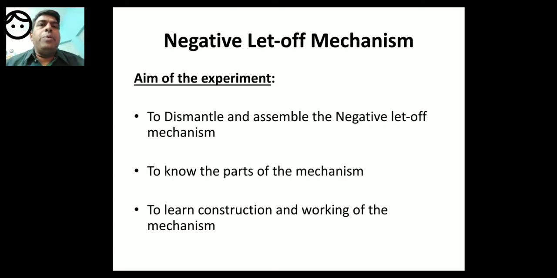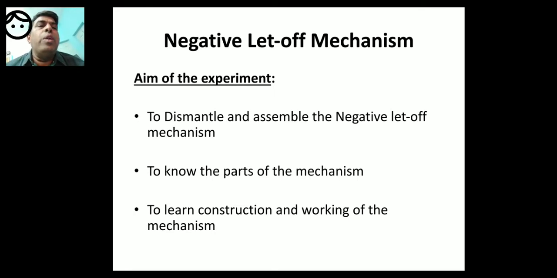So the aim of the experiment: to dismantle and assemble the negative let off mechanism. What are the parts of the let off mechanism? What is ruffle? What is chain? What is flange? What is beam?